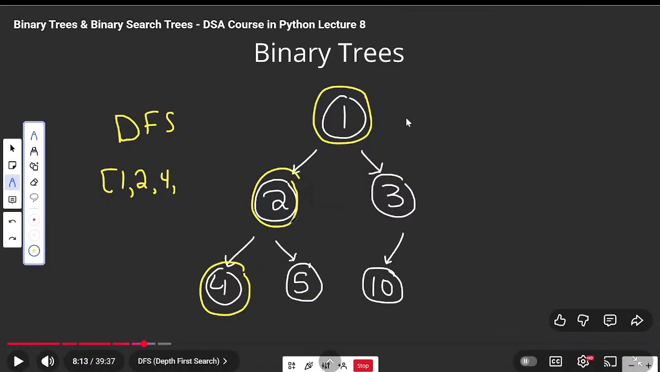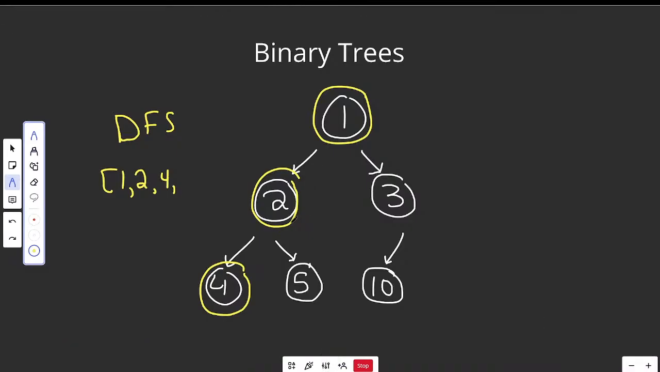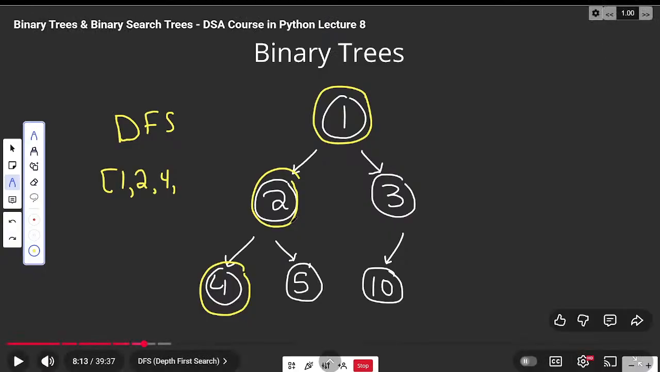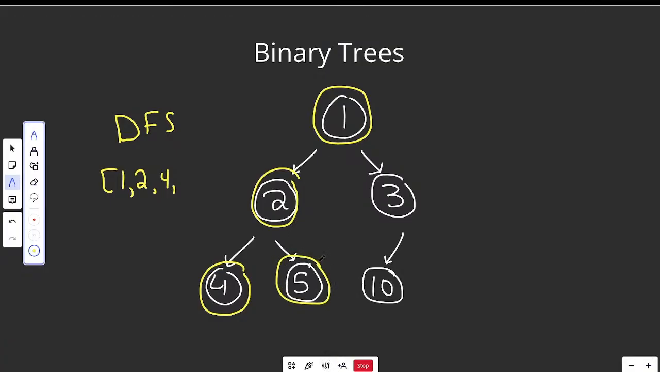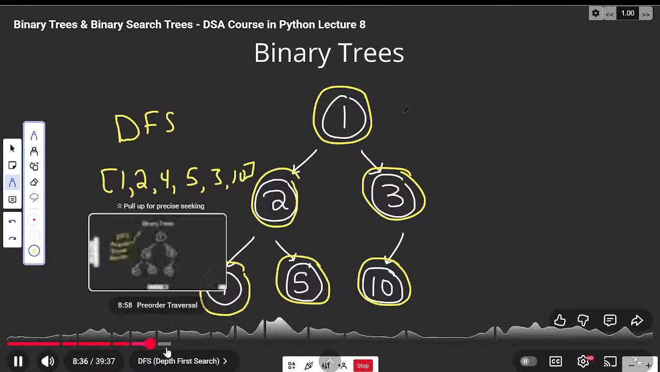Now we need to see its right side, which is going to be the 5. So we see the 5. Okay, cool. We see its left, which is nothing. Its right, which is nothing. We come back up here, and then we're done with the 2. So we come back up here. With the 1, we still haven't visited its right side, so we will see the 3 next, and then we are going to see the 10. So that is going to be the order of our traversal. This would return back up here, return back up here, and then we'd be done with our search.